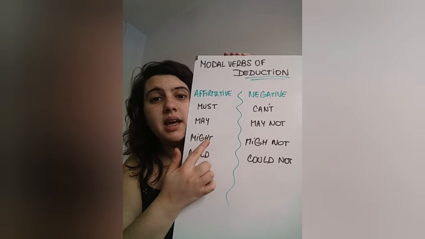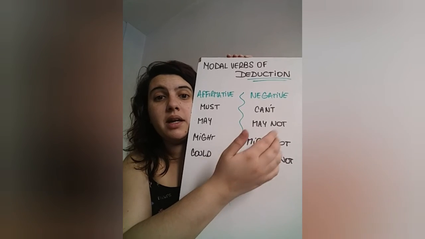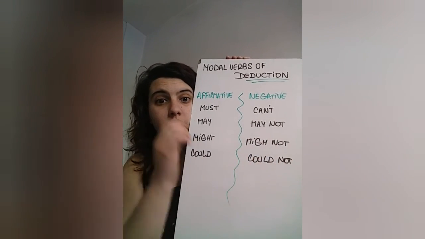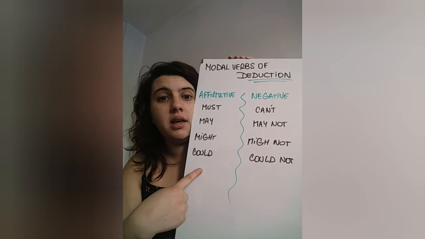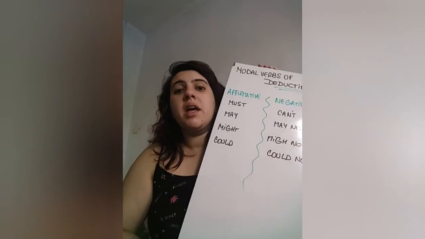Después, el may y el might, que es por ahí, ¿sí? El may se transforma en may not, por ahí no. Y el might se transforma en might not, ¿ok? Lo mismo con el could, ¿sí? Que se transforma en could not. Okay, so that is it. That's all you need to know about modal verbs and modal verbs of deduction.